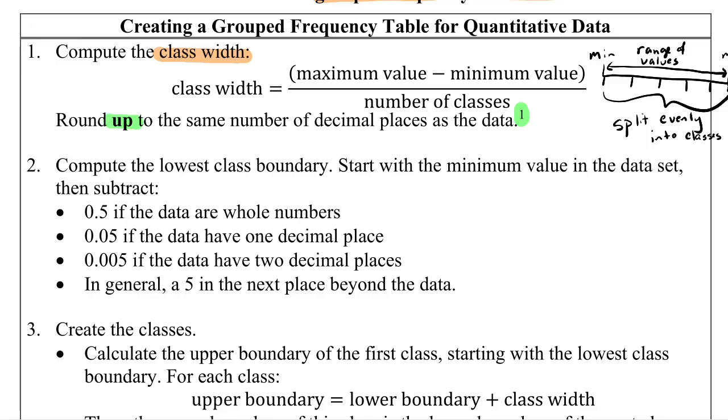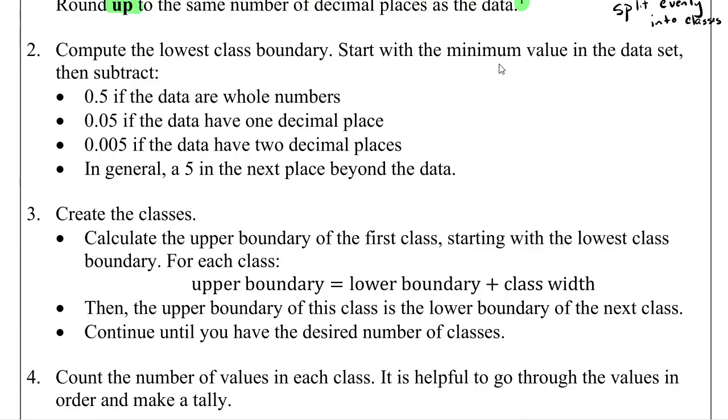Okay, so that's the tricky part. The tricky part is figuring out how to start. Once we know how to start, we're going to calculate the boundaries for each class. To do that, we'll take our first lower class boundary, add the class width to it. That's the upper boundary of our first class. Then the upper boundary of our first class becomes the lower boundary of our second class. So we'll add the class width again and again and again.